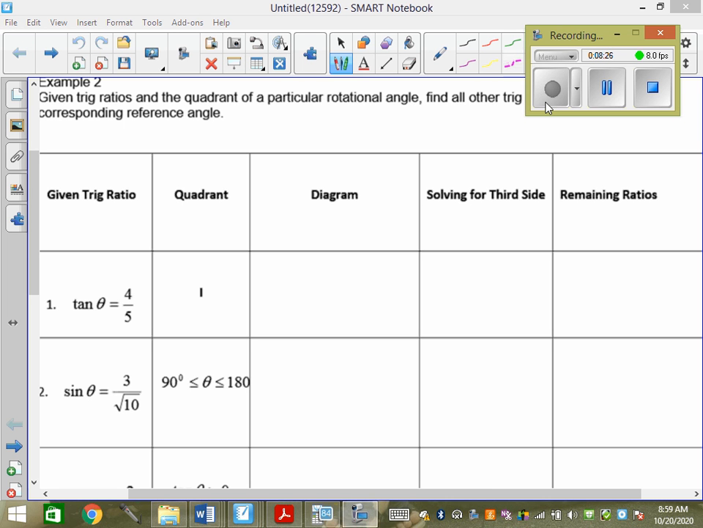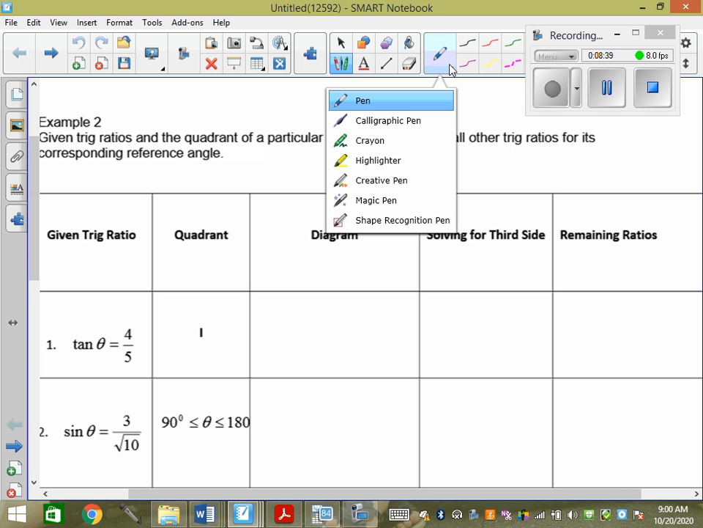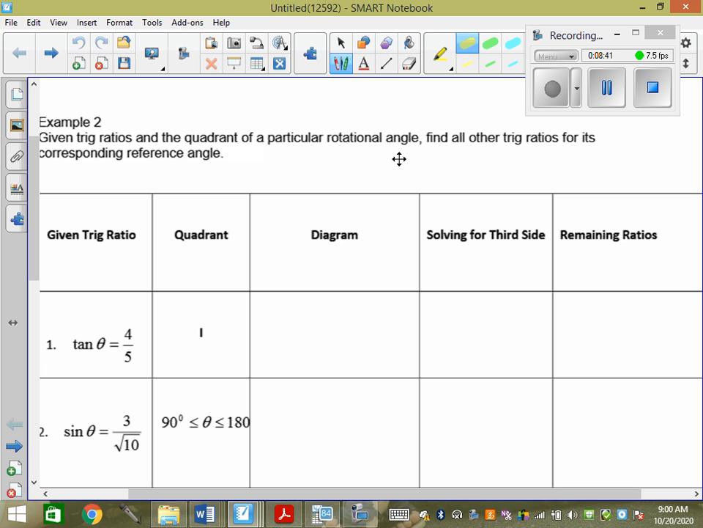Yes? Okay. Today, and you have to be able to spot these ones, because they pop up all the time. It says, given the trig ratio and the quadrant of a particular rotational angle, and that's the key thing. You'll be given a trig ratio, and you're given the quadrant of a particular rotational angle. You need to be given 2 things. If you're given those 2 things, you're going to do these same steps every single time.